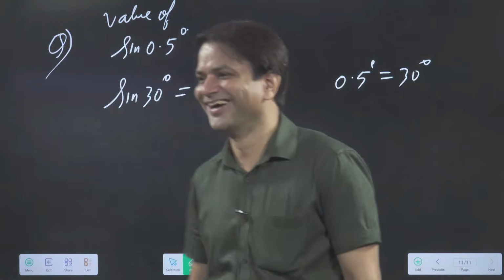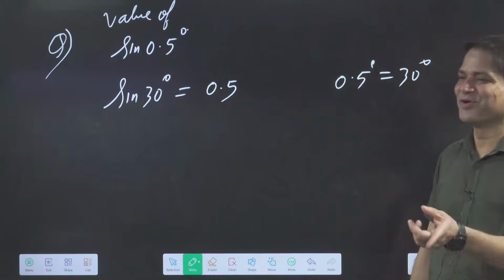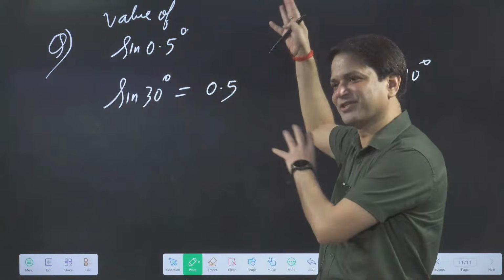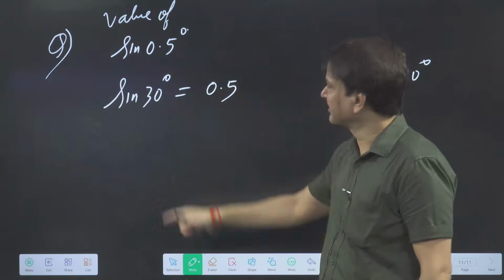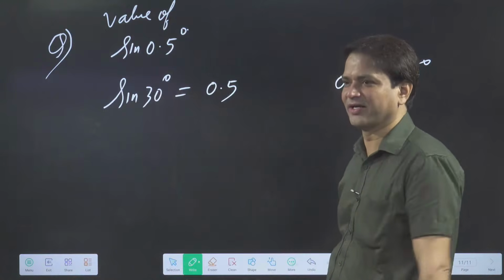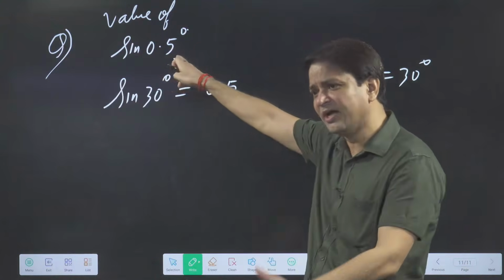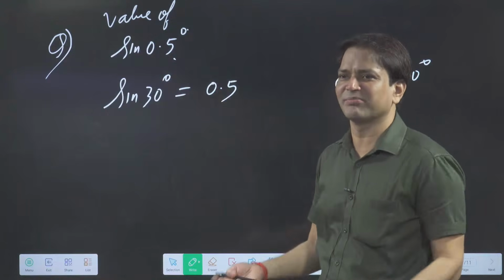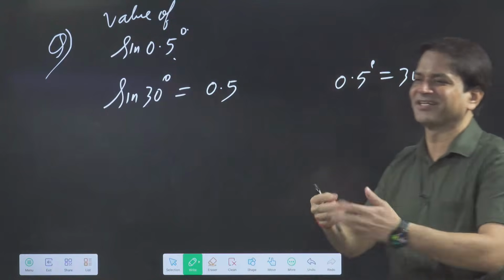Wow. If you are saying sine 0.5 degree is 0.5, that is okay. Then sine 30 degree also you are saying 0.5. It means sine 0.5 degree and sine 30 degree both are equal. It means 30 degree is equal to 0.5. It means 30 is equal to 0.5.